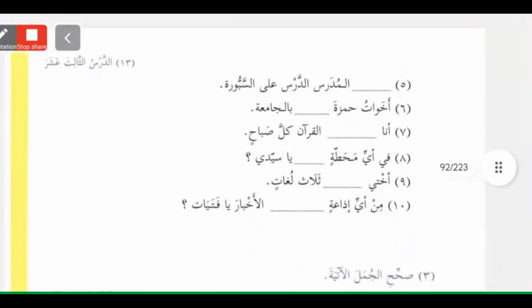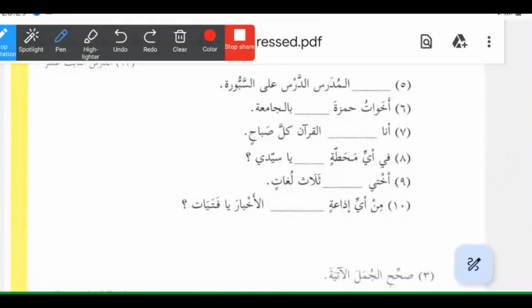Now coming on to the next one: al-mudarrisu darsa ala subura. Obviously, the teacher, what will the teacher do for the dars on the subura, on the board? Subura means board. The teacher writes the lesson, writes the dars on the board.